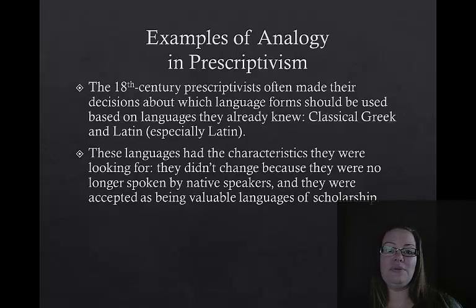Okay, let's look at some examples of analogy. The 18th century prescriptivists made their decisions about what language forms should be used by looking to the languages they really respected, Classical Greek and Latin. One of the best things about those languages is that since they weren't being spoken regularly, they didn't change. So looking for that order that they were searching for, the fact that the languages didn't change anymore was a real benefit to them. And so they would often look to those languages and say, yeah, we should do it the way Latin does. Okay?